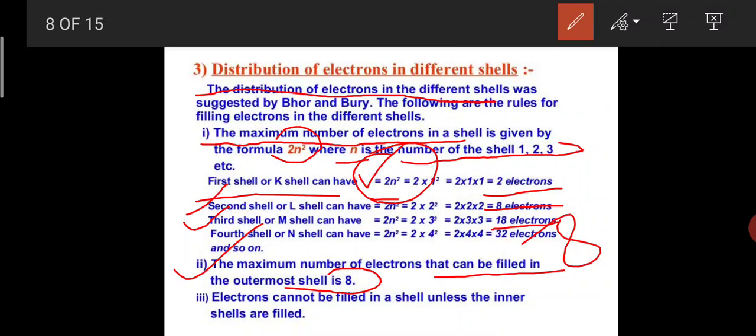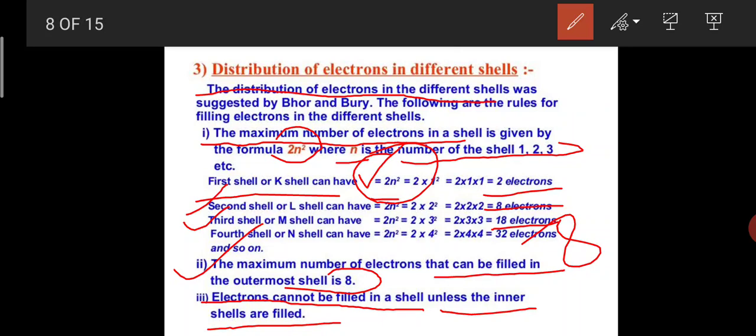Students, listen carefully: electrons cannot be filled in a shell unless the inner shells are filled. If the inner shell is not filled, electrons cannot be filled in the next shell. Understand what I am saying? Electrons may go into a new outer shell even before the inner shells are completely filled. First the inner shells are completely filled, then electrons may go into the new outer shell.